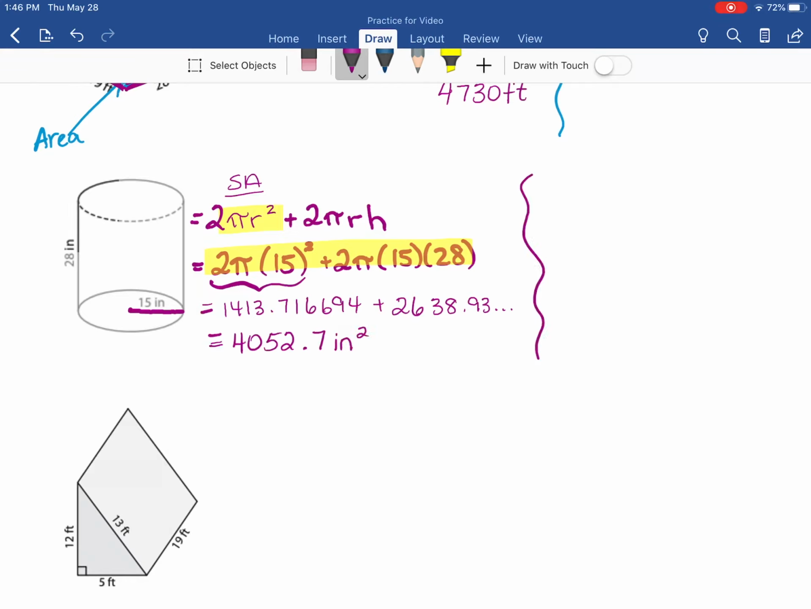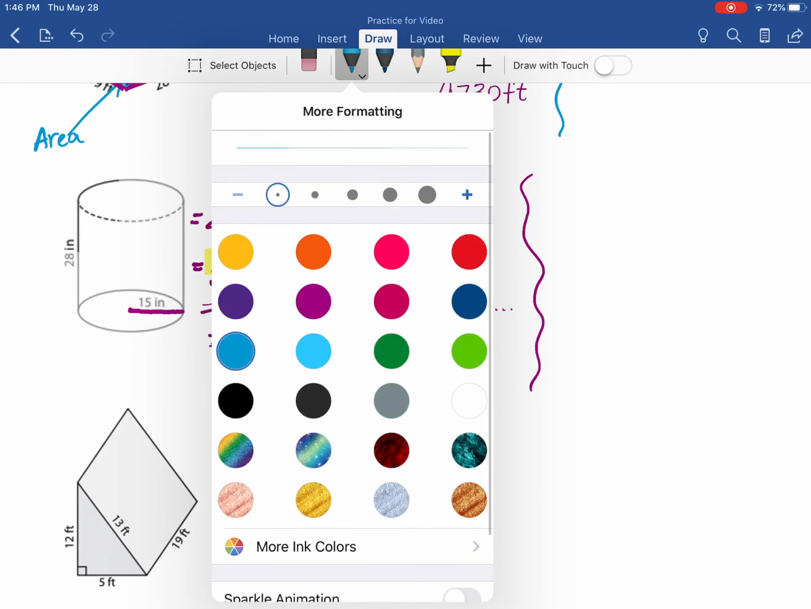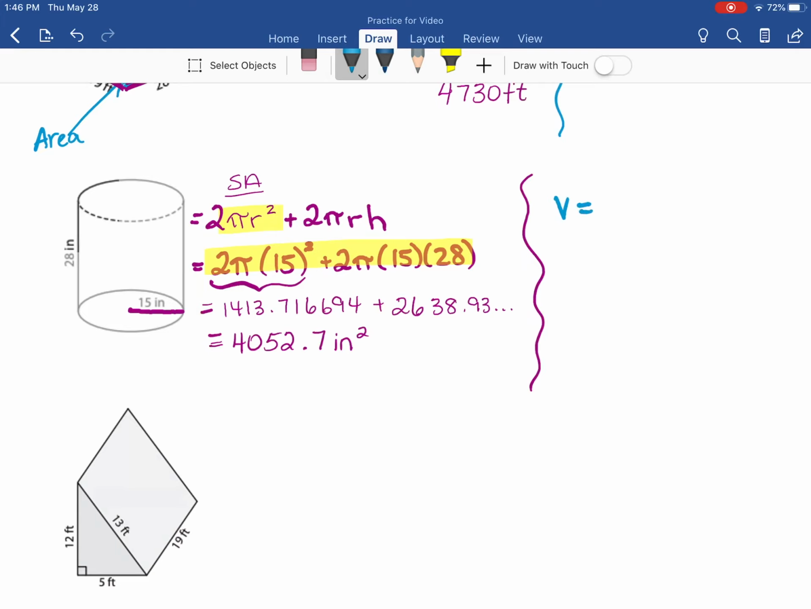That's surface area. Now, when it comes to the volume, I'm taking the area of the base. So my base is a circle, so the area of that is pi r squared. And I'm multiplying it by the height, so pi r squared h. That's volume of a cylinder. So pi times 15 squared times 28 gives us an answer of 19,792 inches cubed.